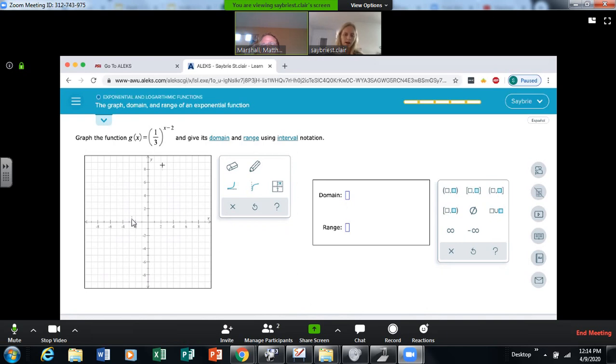Well, what I'm going to do for this one is I'm going to plug in 0 for x, 1 for x, and 2 for x and see what math I get. And then I'm going to have you plot those points and then use that little graph button to graph it. And then we'll get the domain and range after we get the graph.